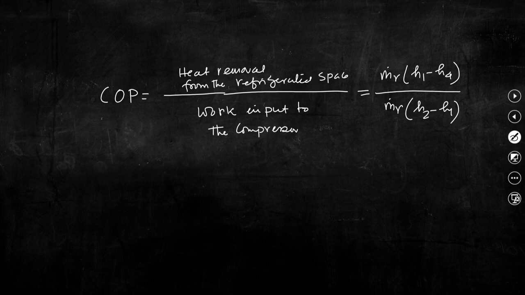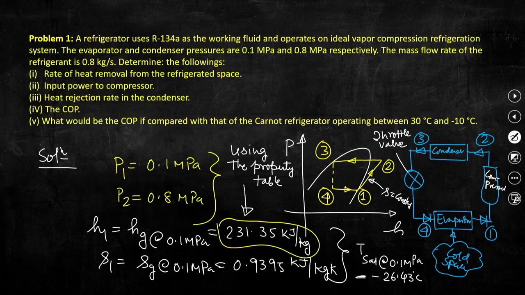Now, the last part of the question is very important: what would be the COP if compared with that of a Carnot refrigerator operating between 30 degree Celsius and minus 10 degree Celsius temperature? So, try to understand, in the last class also we had tried to discuss what would be the differences had it been a Carnot cycle, instead of a variant of the vapor compression refrigeration cycle.